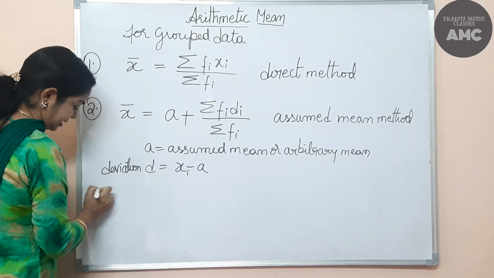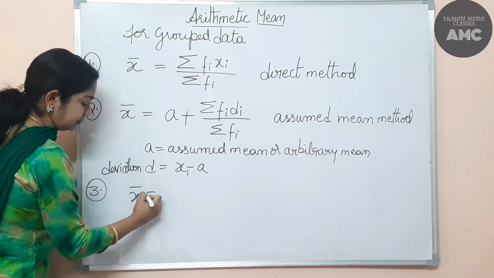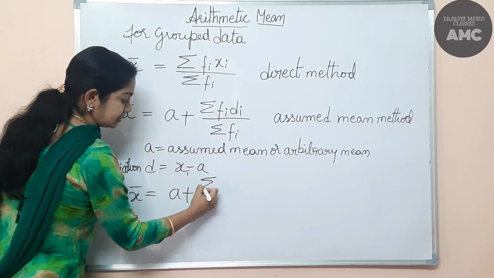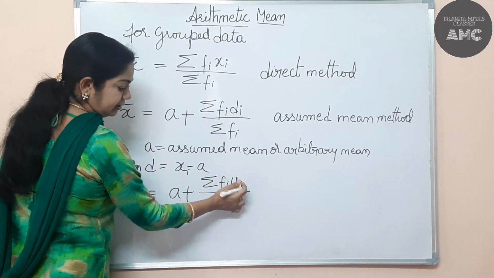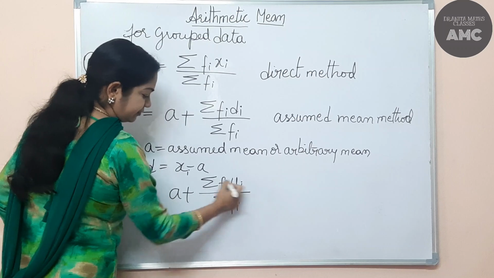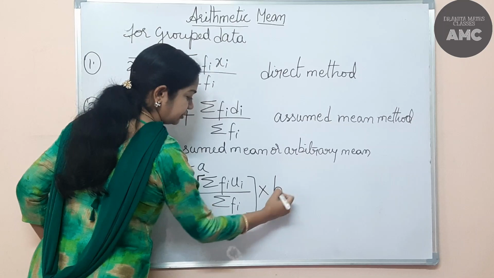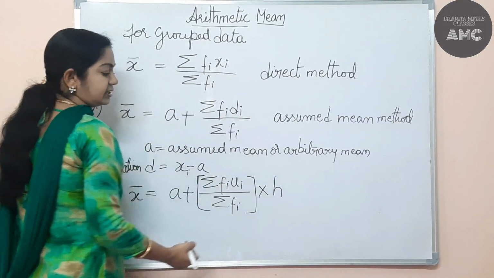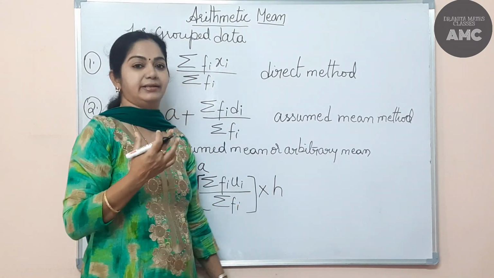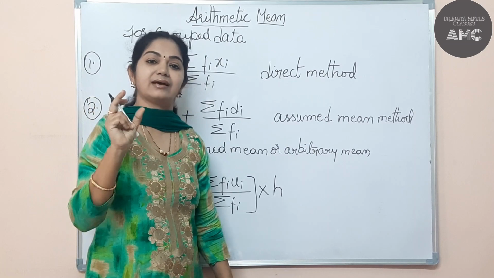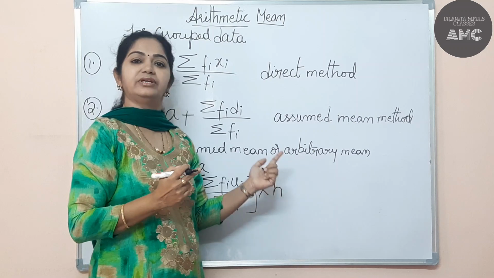Now the third method is called the step deviation method. Mean equals A plus sigma fi ui by sigma fi, into h. h is the size of the class interval. Why did we denote it as h? h is the height of the particular class interval. We can also say that it is the size or the length of the class interval.